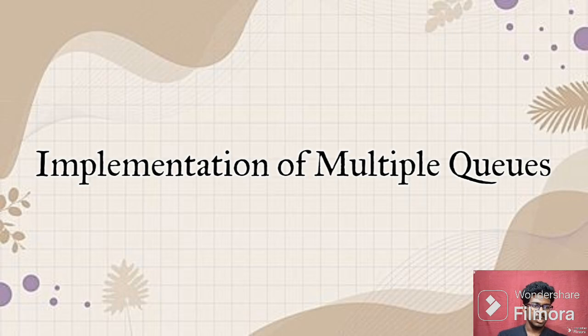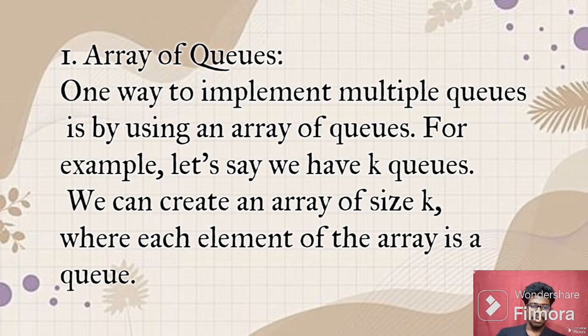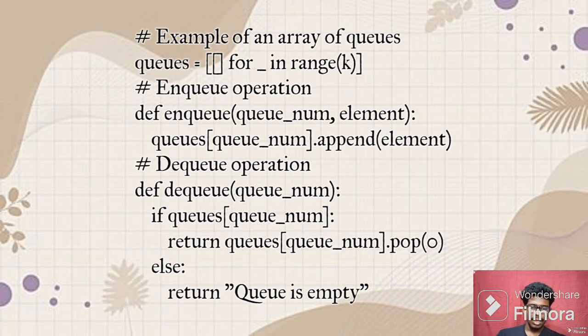Implementation of multiple queues. So how do we implement multiple queues in code? Let's take a look at the logic. First, array of queues. One way to implement multiple queues is by using an array of queues. For example, let's say we have k queues. We can create an array of size k, where each element of the array is a queue. As an example, queues = [[] for _ in range(k)].